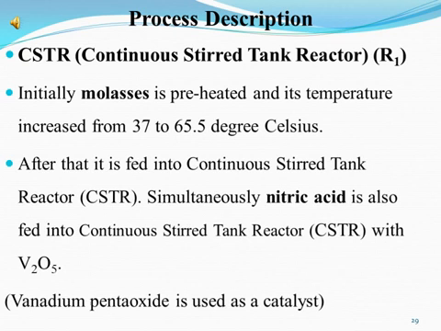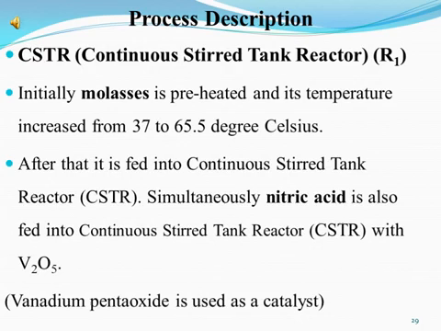Process description: continuous stirred tank reactor, abbreviated as CSTR, R1, as shown in the flow sheet in the next slides. Initially, molasses is preheated and its temperature increased from 37 degrees Celsius to 65.5 degrees Celsius. After that, it is fed into the continuous stirred tank reactor.